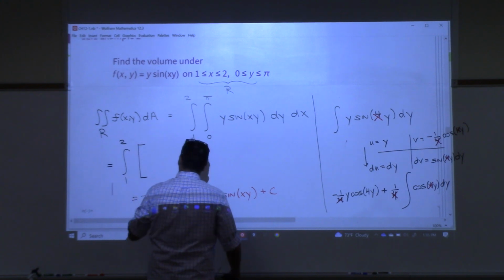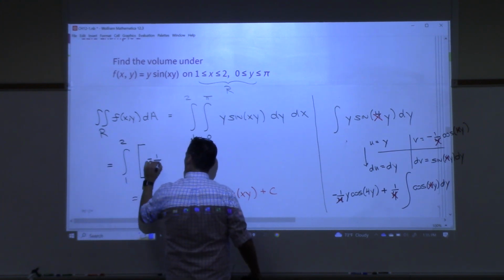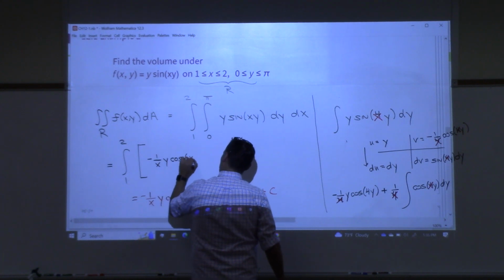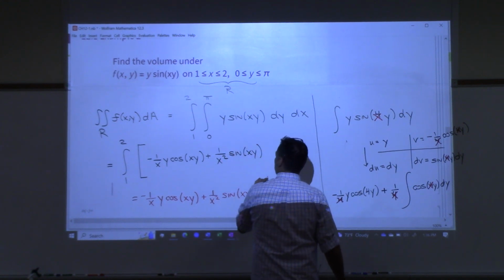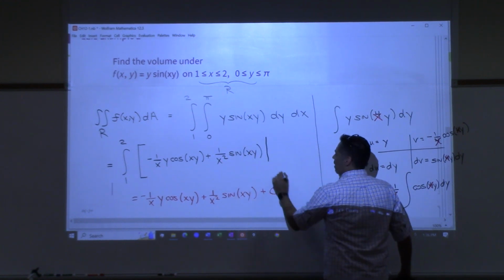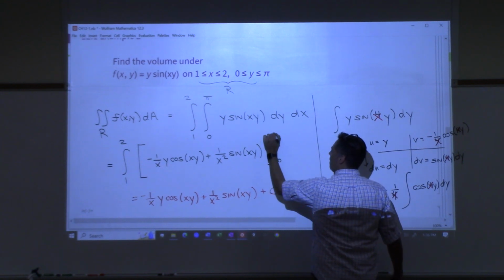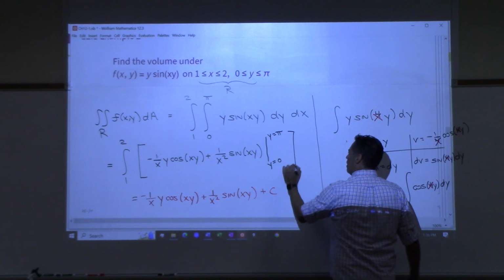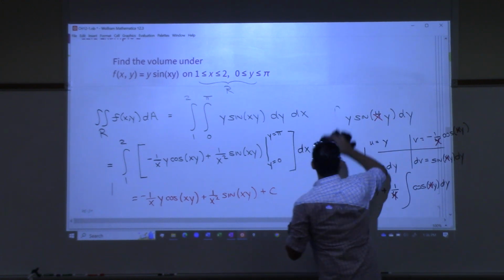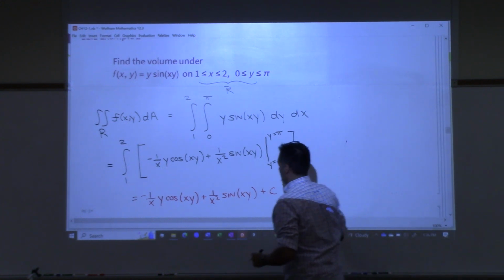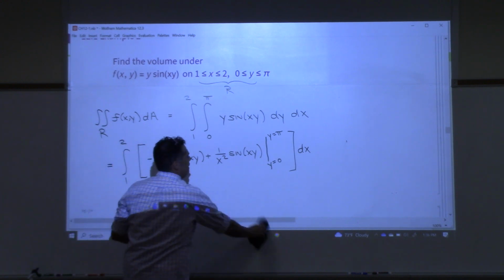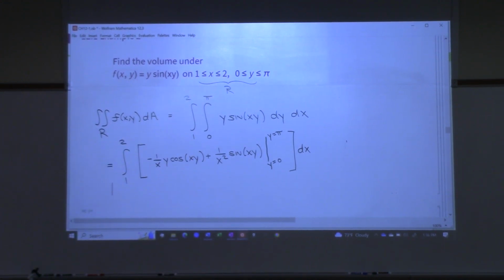And then the inside, we have found the antiderivative, which was -1 over x y cosine of xy plus 1 over x squared sine of xy. No more plus c, but we'll have an evaluation bar. We are letting our y value go from 0 to pi, right? Then we'll be done, and then the dx. That's where we are. Now we plug in pi, and then we plug in 0. We subtract those answers. Then we're going to have another integral.